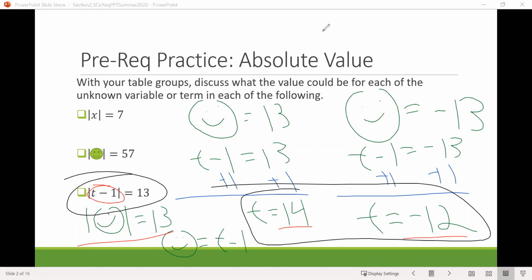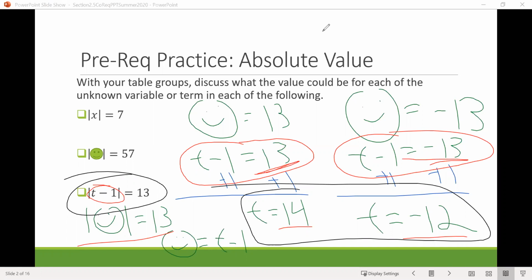Now, it will always be the case that your expression there can be set up as 2 separate equations, one equal to a positive and one equal to a negative. So here we have equal to positive 13 and equal to negative 13. But when you solve down for your variable, you might not end up with just a positive and just a negative. So keep that in mind.